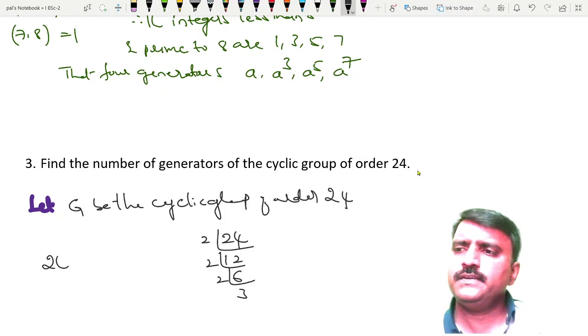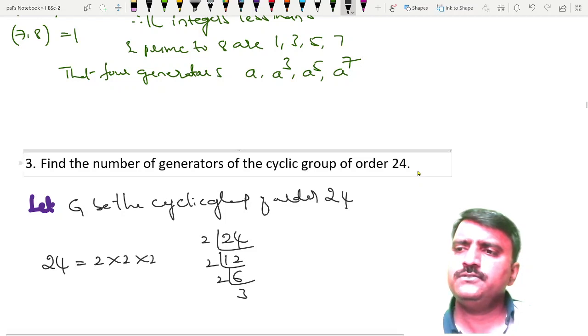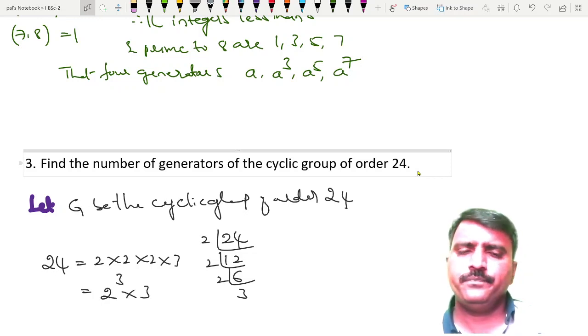Therefore you can write 24 is equal to 2 into 2 into 2 into 3, which is equal to 2 cube into 3.